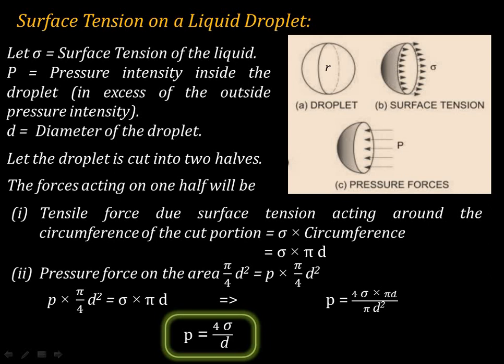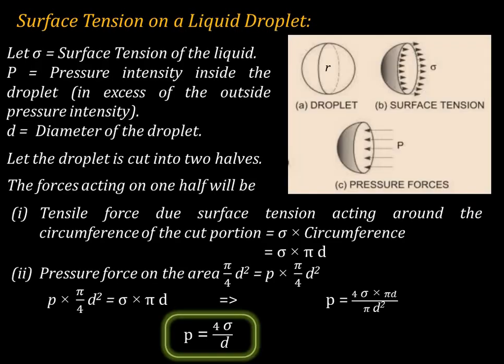Now let's talk about the next one, surface tension on a hollow bubble. This case is very similar to the case of the liquid droplet. But in the case of the liquid droplet, the droplet is filled with the liquid. In the case of the hollow bubble, we have a spherical region outside and a spherical region inside. The hollow bubble is hollow from inside. So it will have two surfaces, the outside surface and the inside surface.